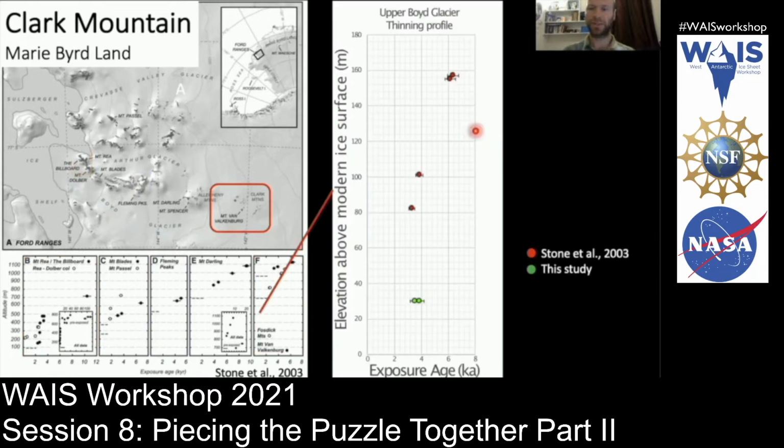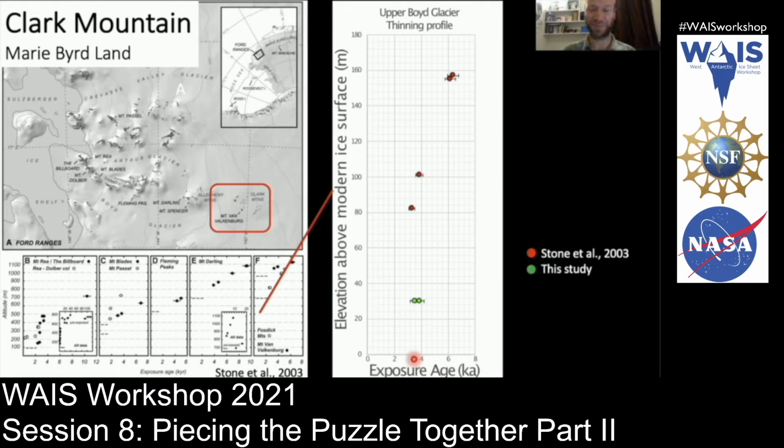So really this provides us, and just another plot here showing them in a combined elevation above modern ice surface with exposure age, showing that kind of rapid signal around 3,000 years ago. So this provides us confidence that we can collect meaningful data while also performing critical updates to the GPS network.